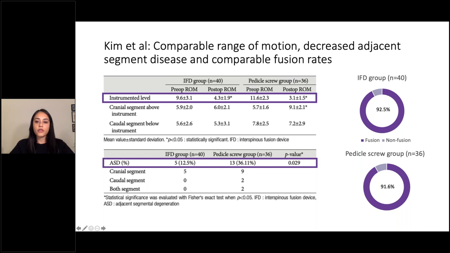So overall, this study demonstrated decreased EBL and operative time with the use of IFDs with comparable stabilization as pedicle screw fixation. There were similar improvements in VAS and ODI scores and decreased range of motion. However, the IFD group also demonstrated a lower rate of adjacent segment degeneration. Next slide, please.